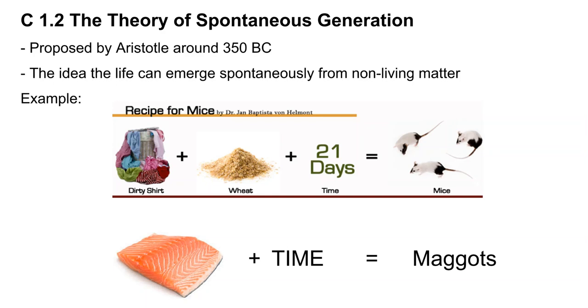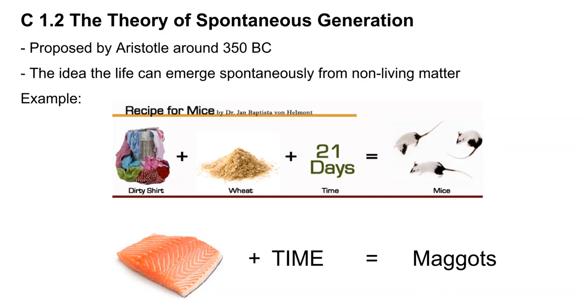In this lesson, we're going to be learning about the theory of spontaneous generation. Now, it was first proposed by the Greek philosopher Aristotle around 350 BC. So what that means is that this idea has been around for thousands of years. It's the idea that life can emerge spontaneously from non-living matter. I'll give you a couple examples about that.